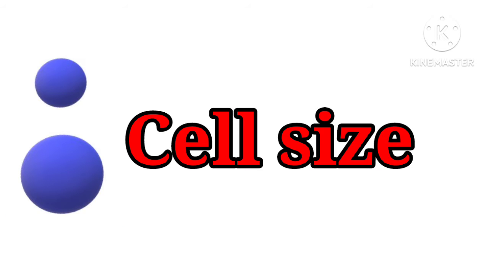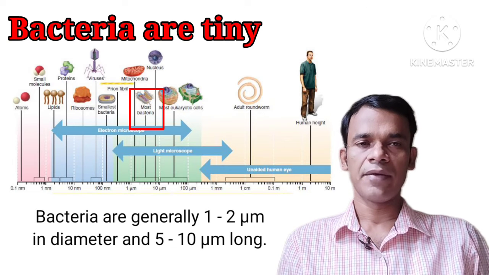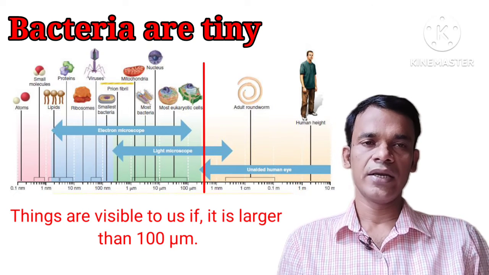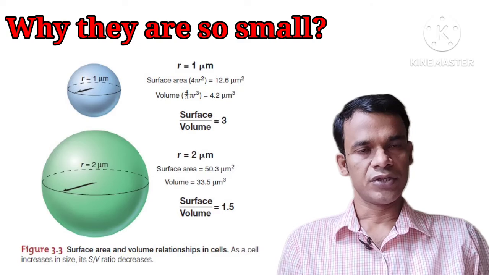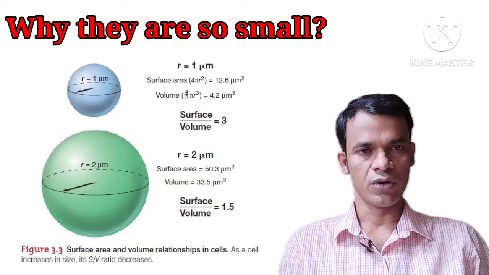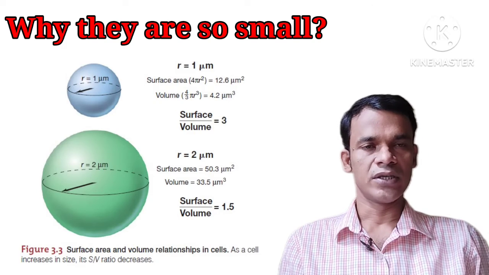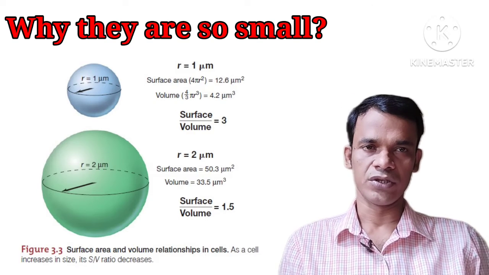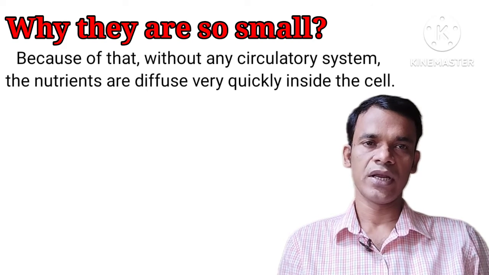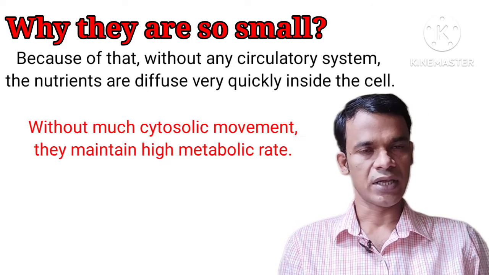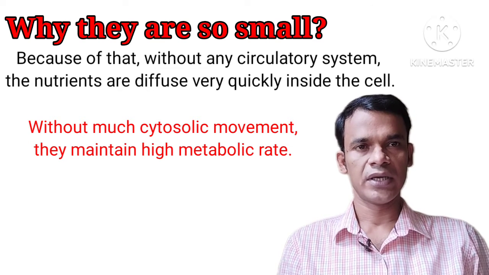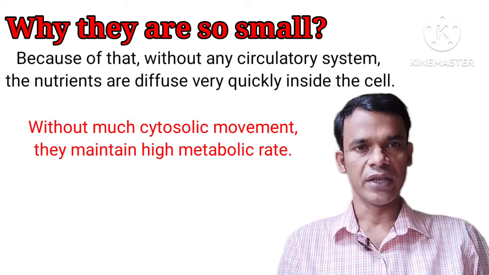Bacteria are generally 1 to 2 micron in diameter and 5 to 10 micron long. They are too small to see with the unaided human eye. If you compare these three spherical structures, I hope you will understand why they are so small. Among the three, the smaller one has the higher surface to volume ratio. And because of that, without any circulatory system, the nutrients are diffused very quickly inside the cell. Without much cytosolic movement, they maintain a high metabolic rate, and as a result, they multiply very quickly.